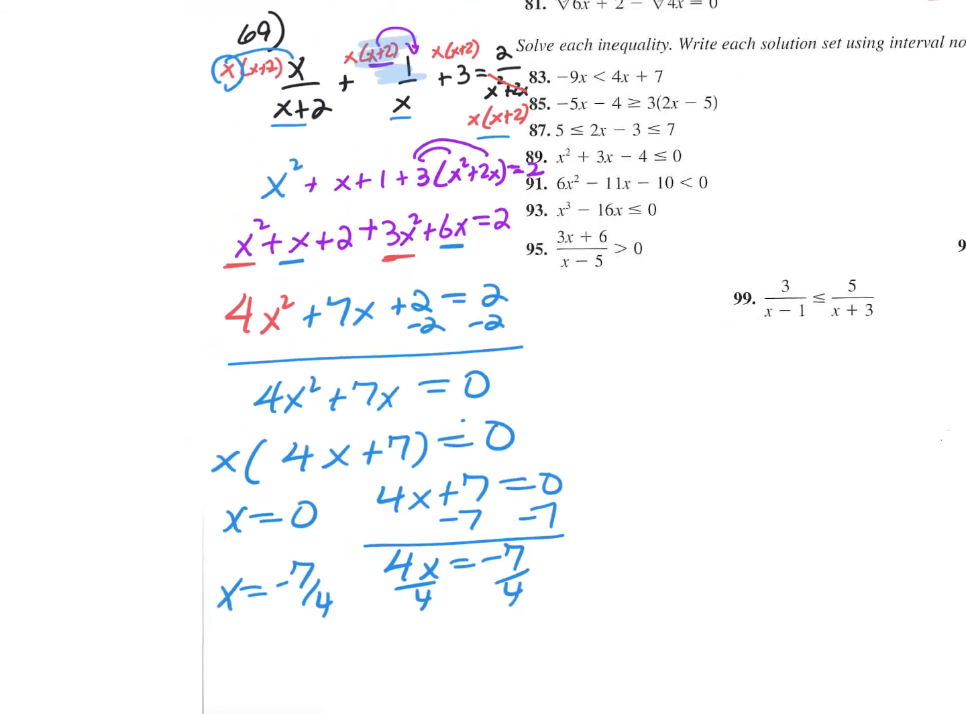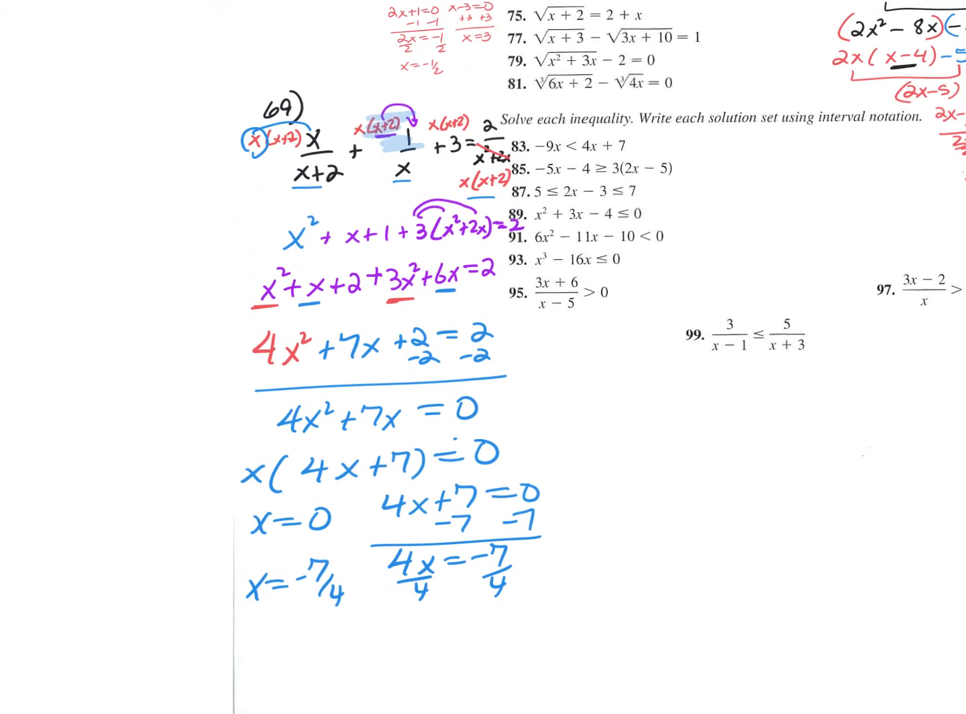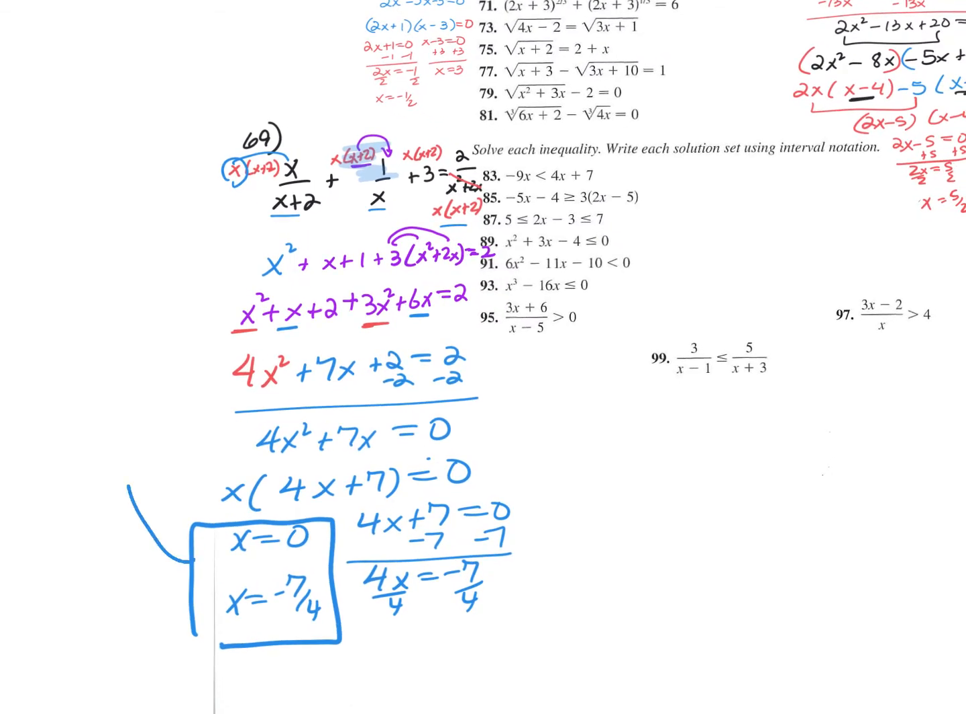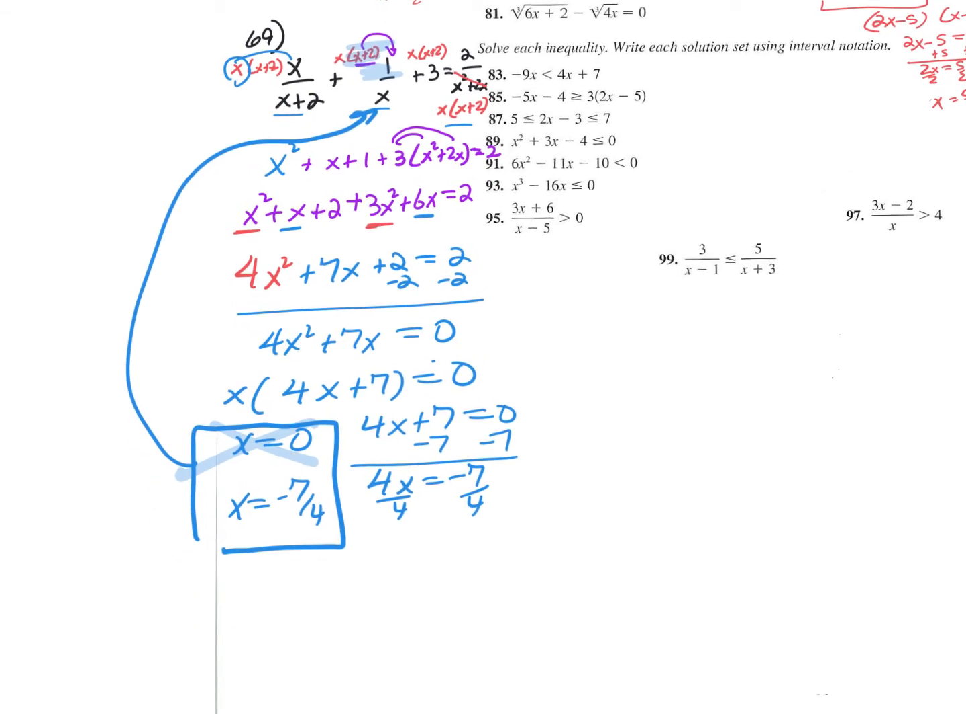Now remember, because these are rational equations, we need to check to see if either of these answers will make our denominator 0. And it will. As soon as I plug it into this one right here, it makes the denominator 0, as well as the last one. So I would remove this one, and my only answer is x equals negative 7 over 4.